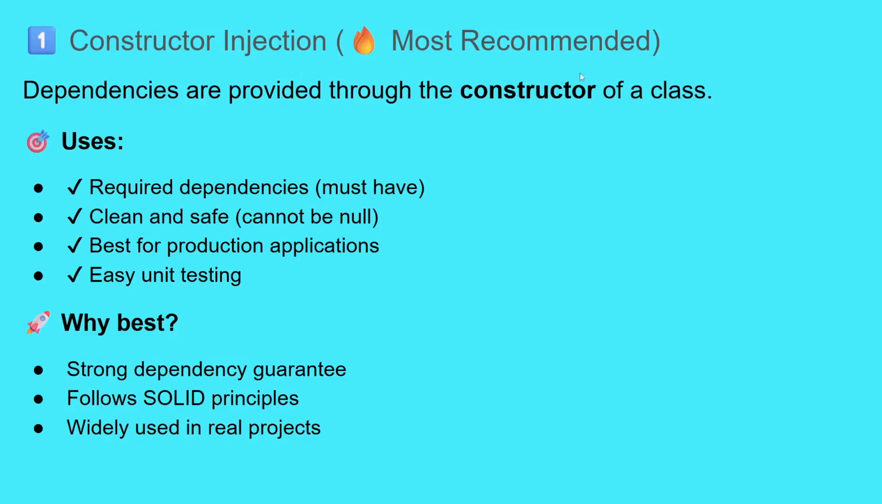Constructor injection is the most recommended. Dependencies are provided through the constructor of a class. It is used for required dependencies, which must be present, so it is clean and safe and cannot be null. It is best for production applications and makes unit testing easy. Why is it best? It gives a strong dependency guarantee, follows SOLID principles, and is widely used in real projects. Now let's dive into the code. I will show you what constructor injection is.